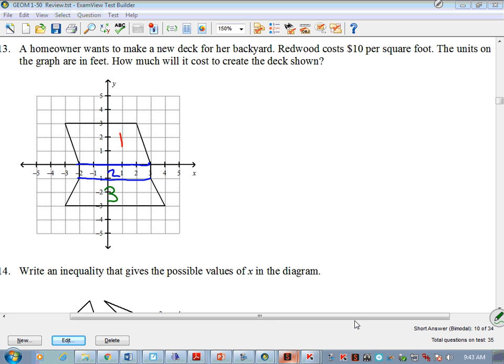What do we call that top figure right there? What's a name for that? No, a rhombus has all 4 sides congruent. That clearly would not be. More general. Parallelogram. How do we find the area of a parallelogram?